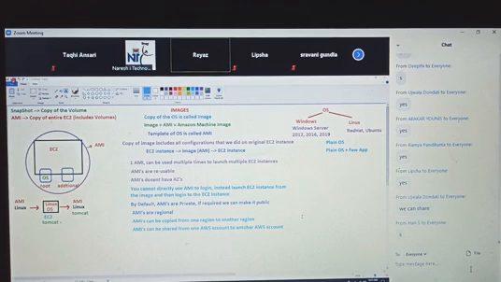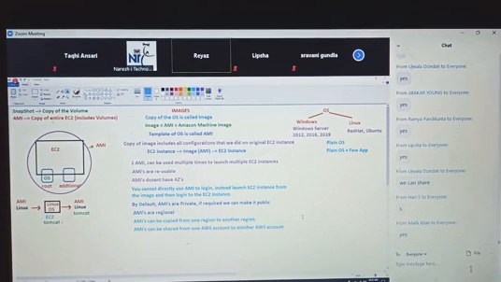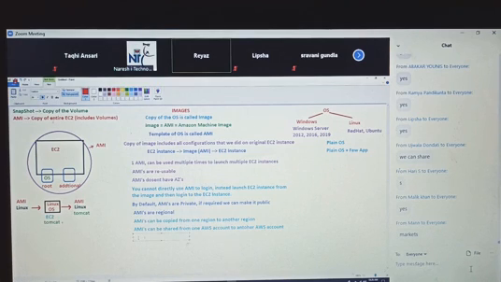Possible? Yes. So not only this Boom company, so many companies have their images placed in one place. That place is called Marketplace. What is that called? Marketplace. All public images are located at AWS Marketplace. All public images.